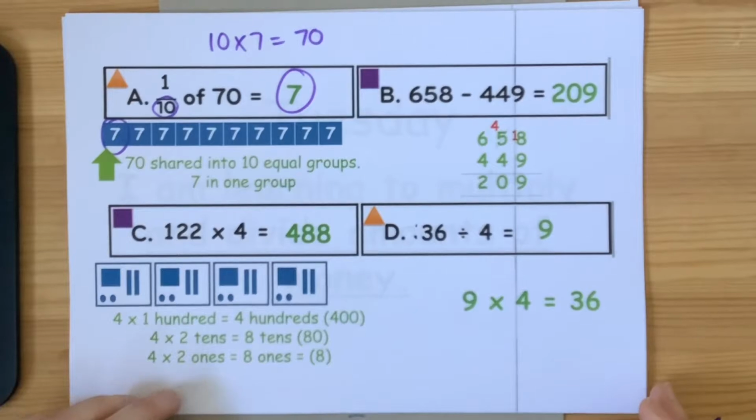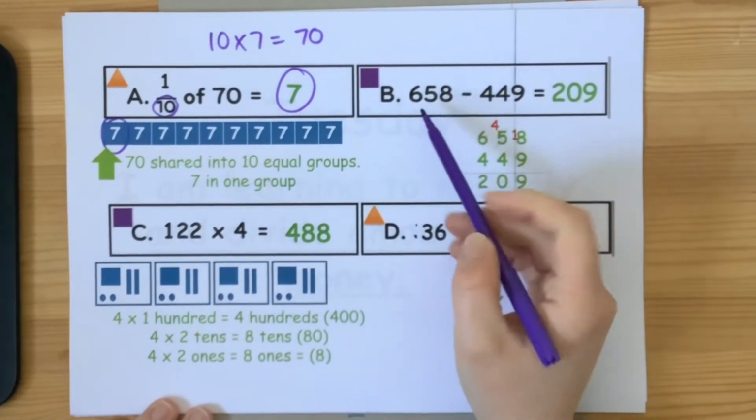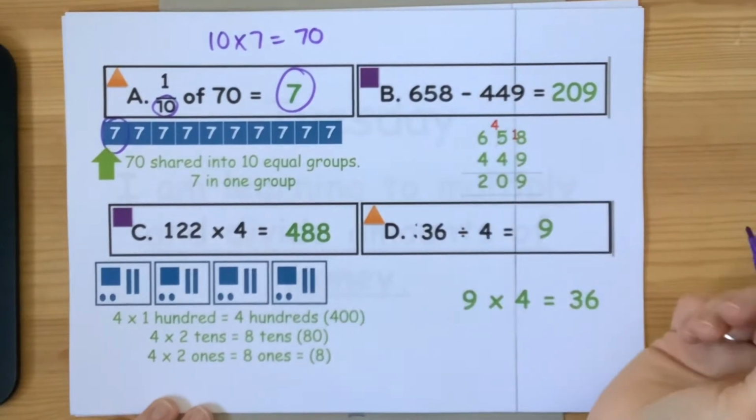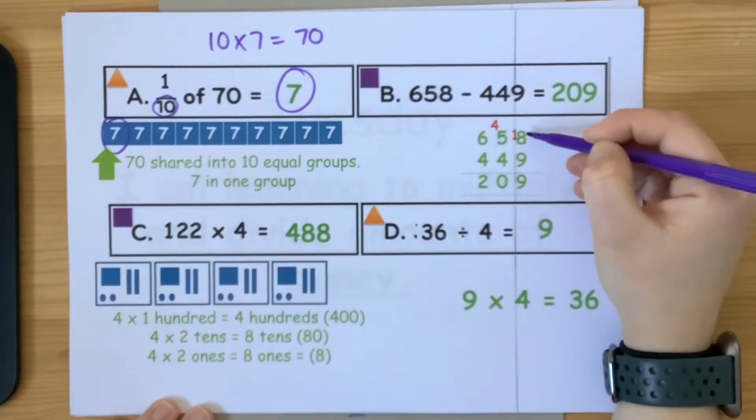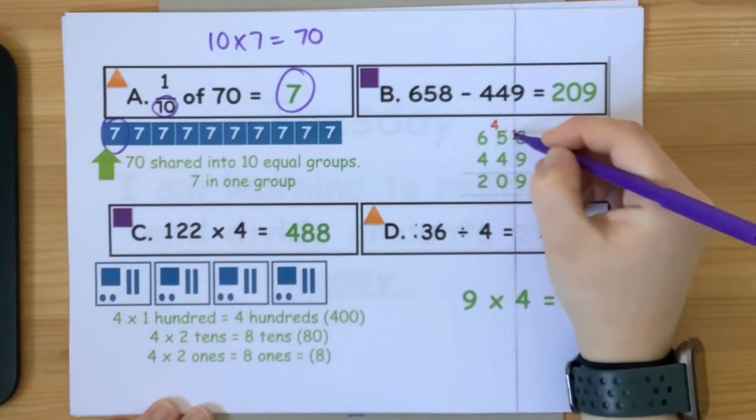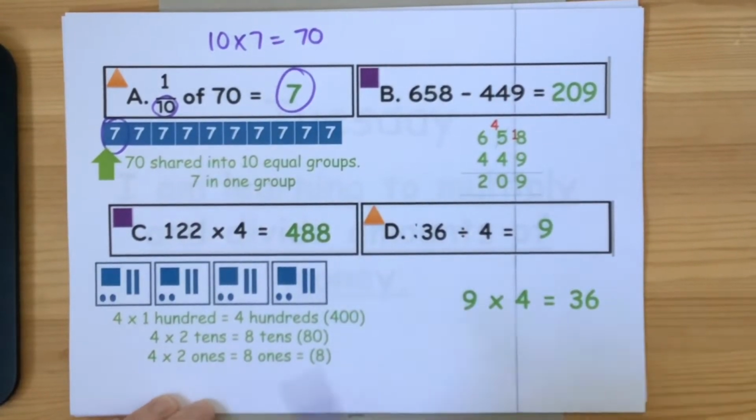If you even had a go at that, well done, I'm very impressed. Then you had 658, take away 449. Now this would have required you to do some regrouping because you can't start with 8 ones and take away 9. So hopefully you did some regrouping and ended up with 209.